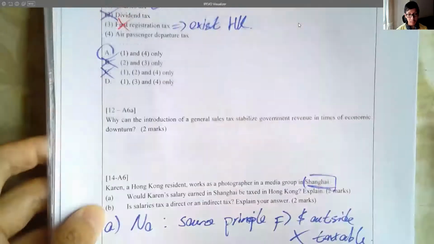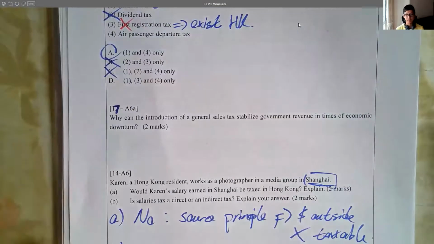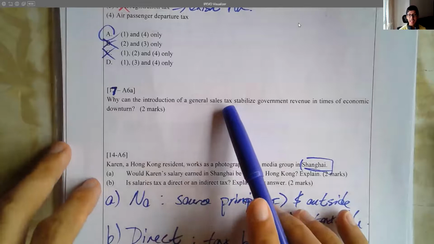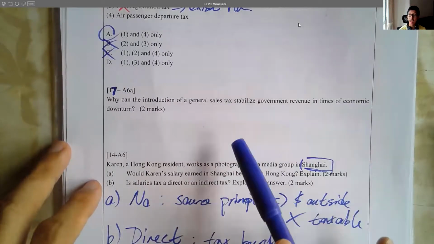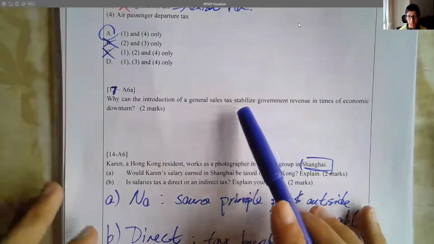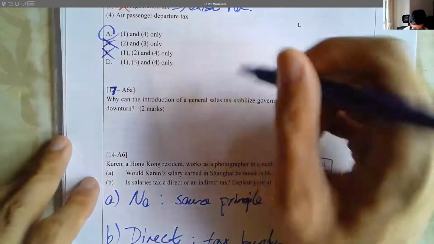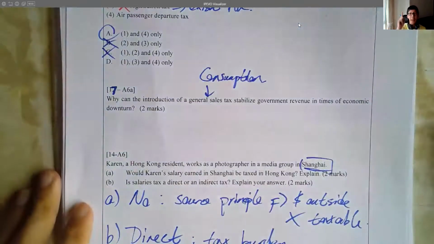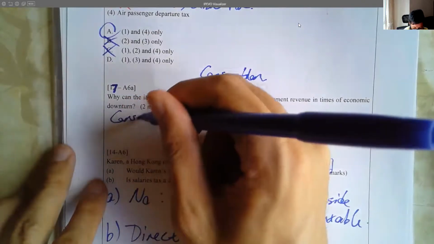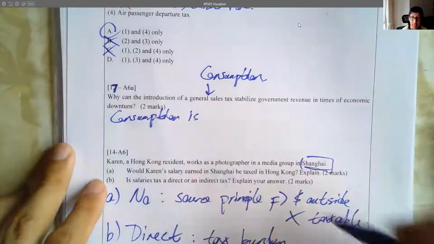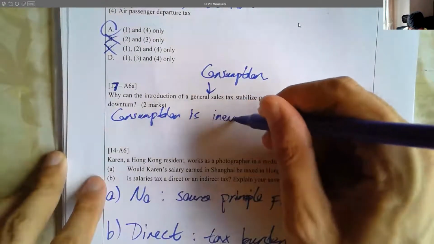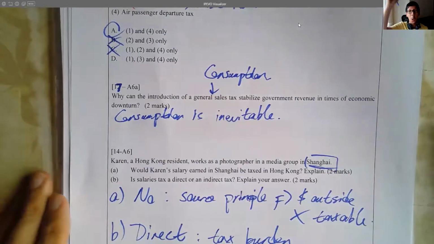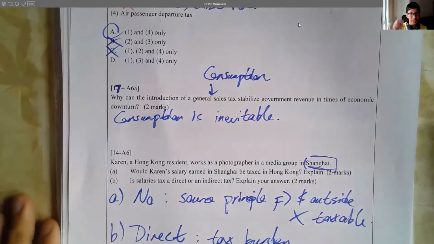Okay. Now here, this one it should be 2017. Okay. Now it asks the question: how come an introduction of a general sales tax can stabilize government revenues in times of economic downturn? Okay, now remember, general sales tax, okay, it is based on consumption. Okay, because then we can answer consumption. It's kind of inevitable, right?